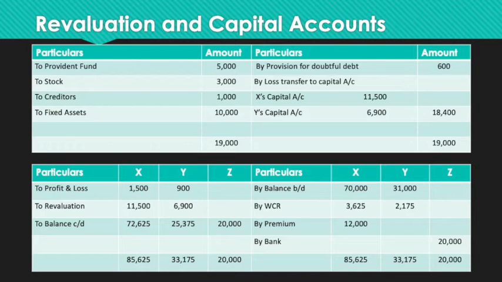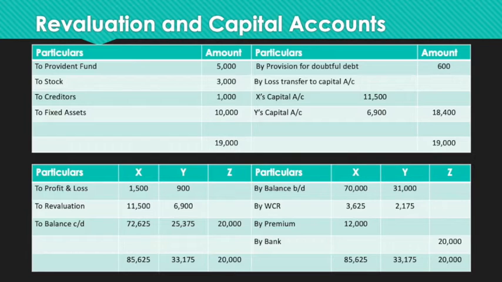Then the next entry is the internal entry for workmen's compensation reserve, WCR. Please avoid writing short forms. I have written that due to lack of space, but it is better to use 2 lines and do it. So by workmen's compensation reserve 3,625 and 2,175, we had done that in the first journal entry if you remember. Now you know that the new partner has brought in a premium for goodwill of 12,000 and X is the only sacrificing partner. So by premium for goodwill 12,000.